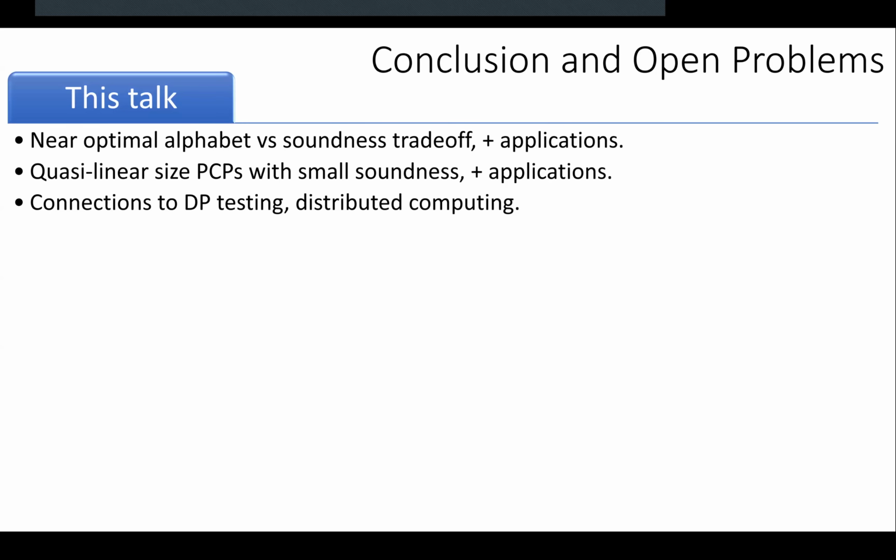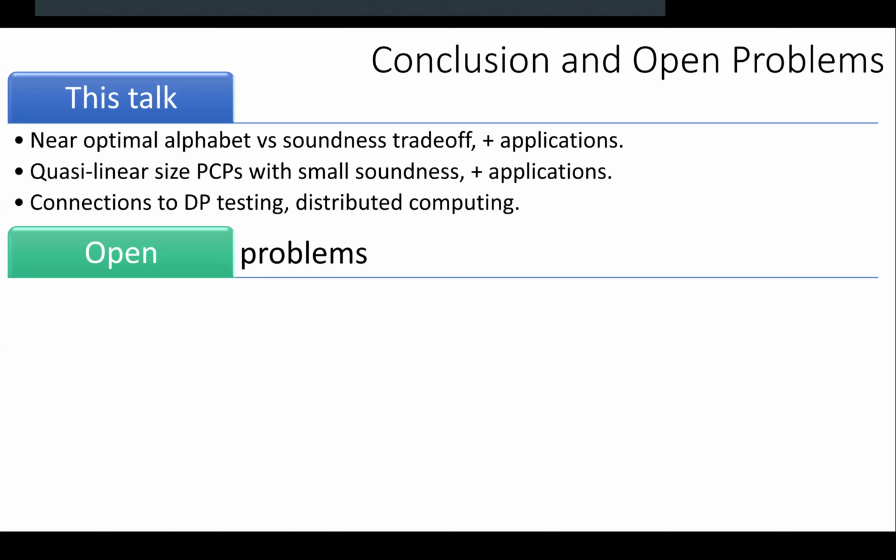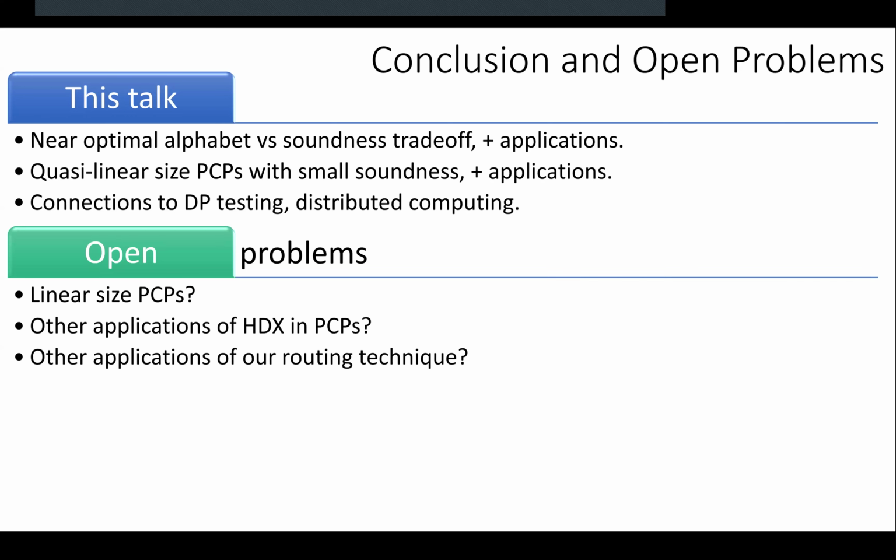Okay. So let me summarize the two main results. I told you about the near-optimal soundness alphabet tradeoff, and also about quasi-linear size with small soundness, and I also told you about some applications of them. And I explained some of the connection to product testing and distributed computation. As far as open problems, the main one is to get linear size specifically with small soundness. It seems hard, never say never. And more down to earth, it's fair to say that this is the first application of HDX in PCPs. And my belief is that once there exists at least one, there should be more.